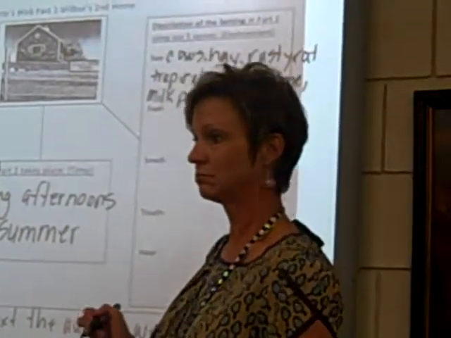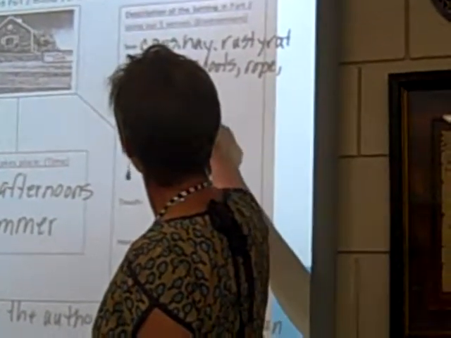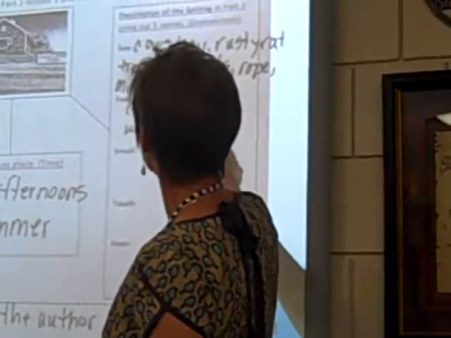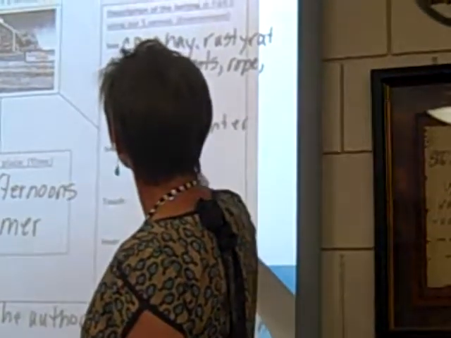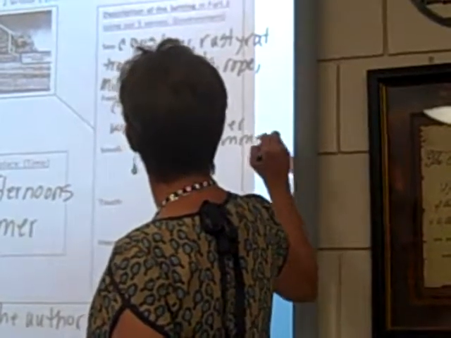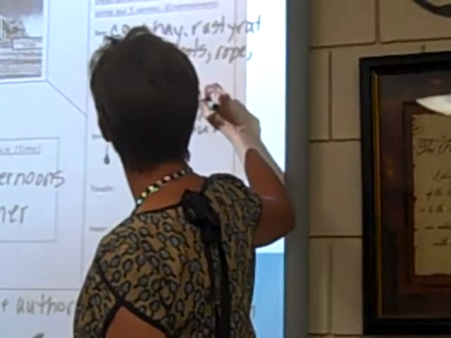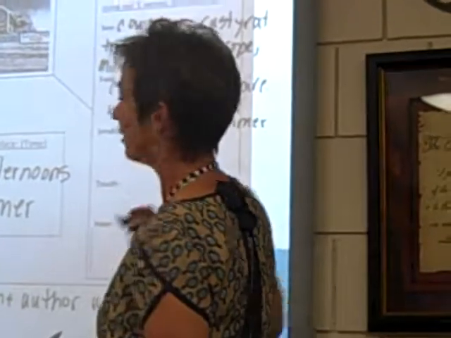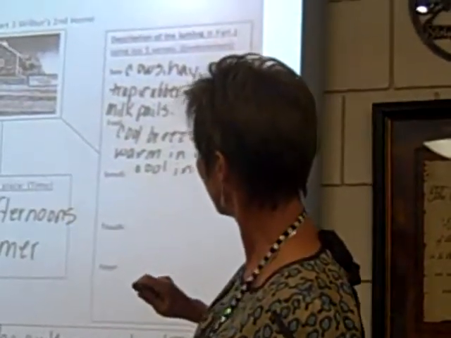Okay, things that made you feel? The cool breeze. Warm in winter. The kind of barn that was warm in winter, but cool in summer. Perspiration. Oh, perspiration. Okay, all right. Let's go on to smell, I believe is the next one.